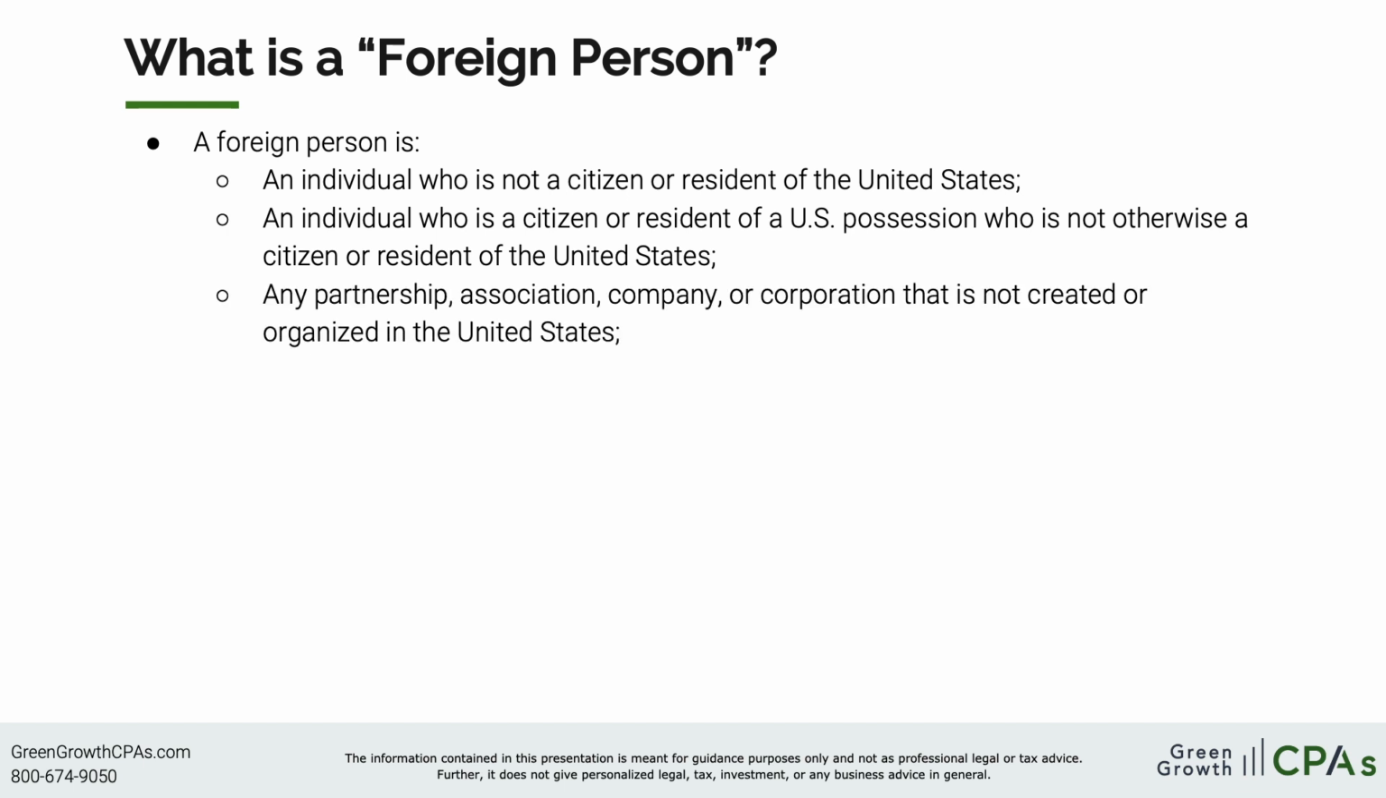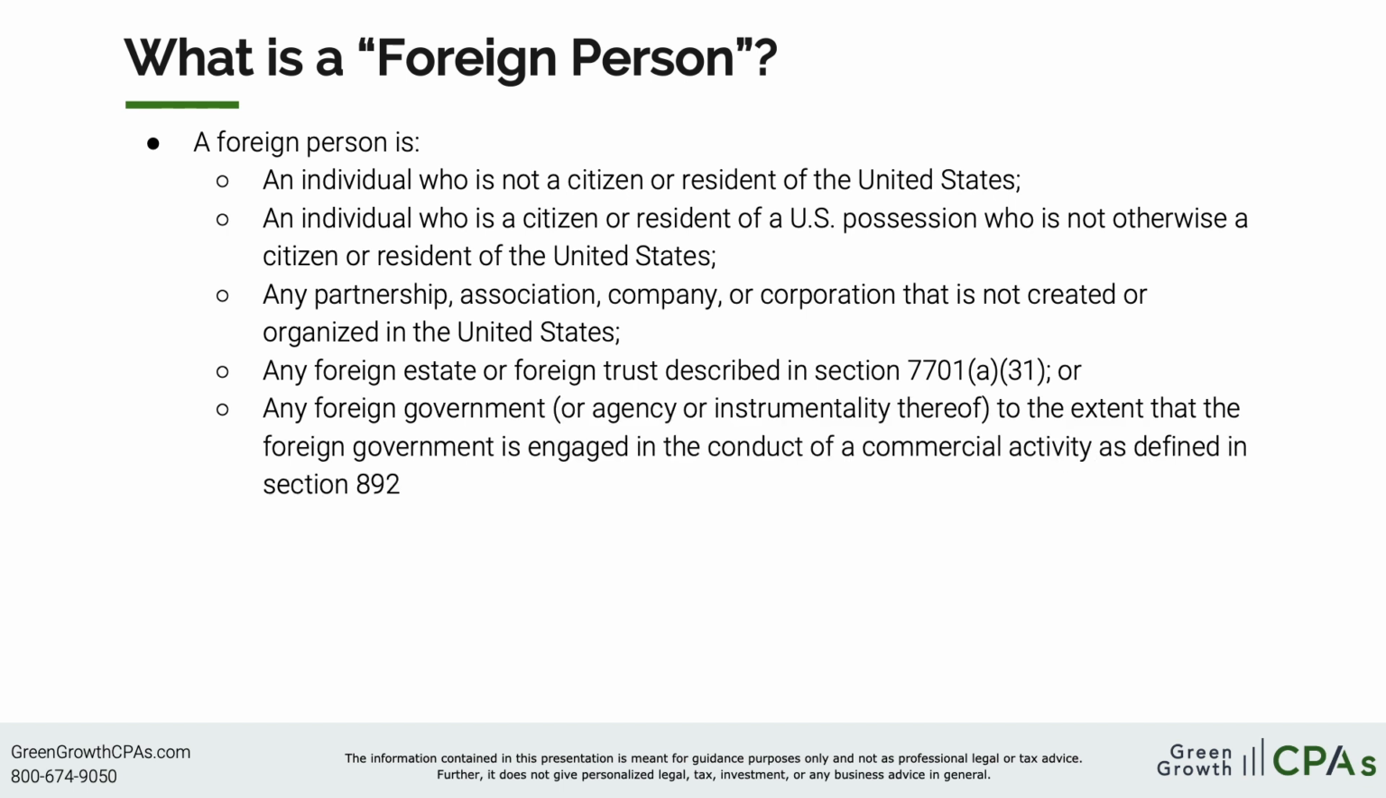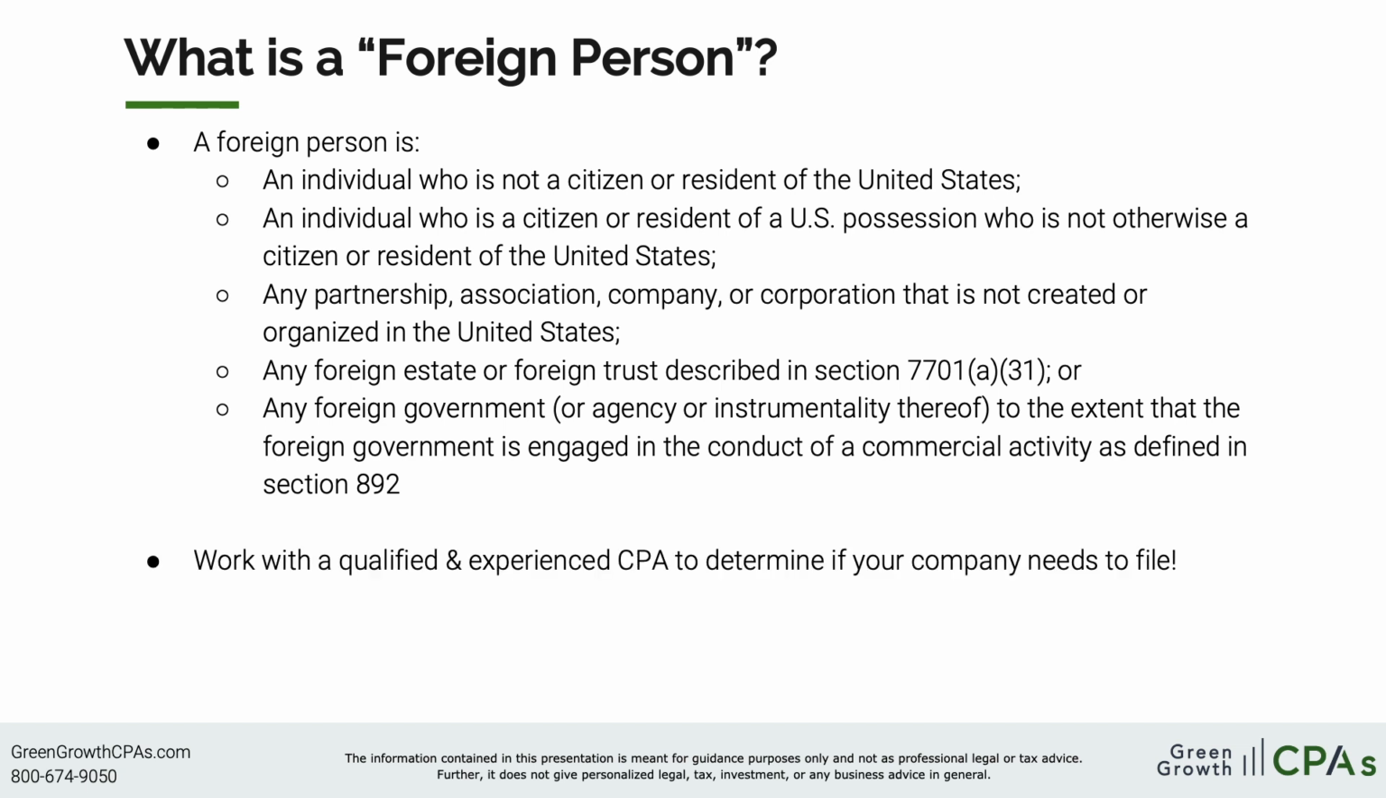It can be any partnership, association, company, or corporation that is not created or organized in the United States. It can be a foreign estate or foreign trust as described in certain sections of the code. And lastly, it can be a foreign government or agency to the extent that the foreign government is engaged in the conduct of a commercial activity as defined by Section 892. So when you hear this, it can be sometimes hard to interpret. It's very nuanced.